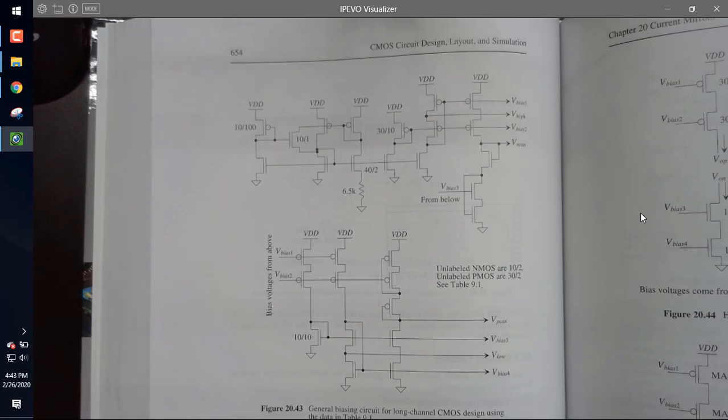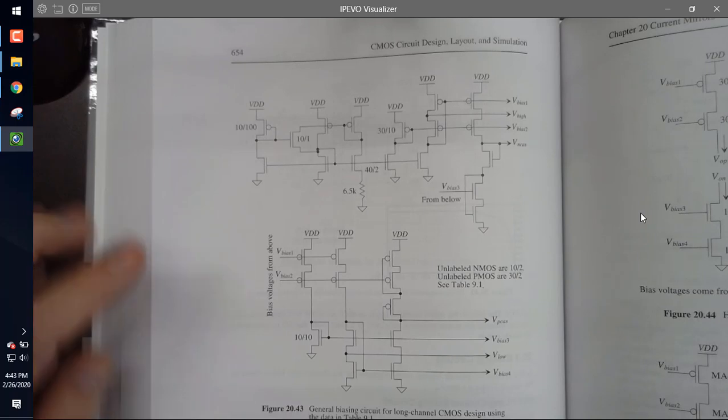But I mean, this circuit, there's a lot to it. But we're going to use this circuit for examples throughout the rest of the semester. And I'm going to expect that you know what V bias 1, V bias 2, V bias 3, etc. are. Okay, any questions looking at this?